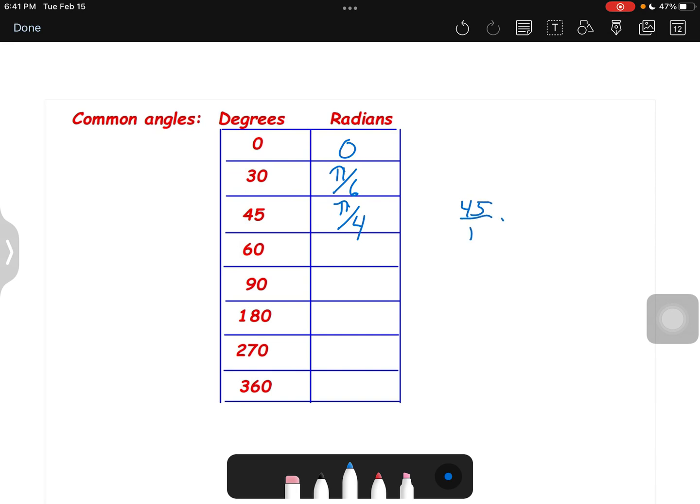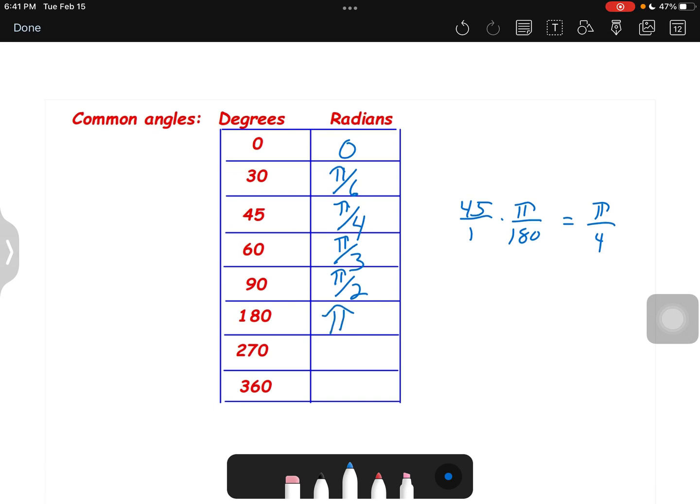I'm not going to work all these out because the math isn't very difficult. It's just taking a fraction and reducing it. 45 goes into 180 four times, so you're going to have just pi over 4 for that one. And then 60, well, that's pi over 3 because 60 goes into 180 three times. 90 is going to be pi over 2 because 90 goes into 180 twice. 180, well, that's just pi.